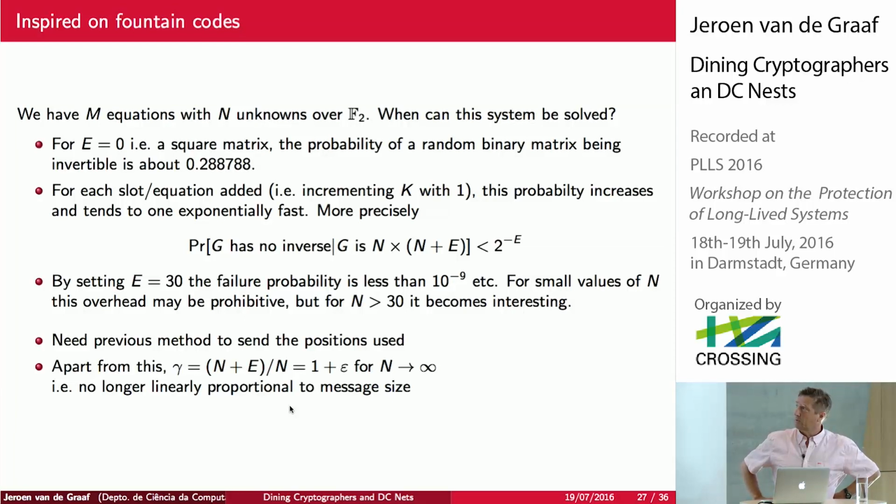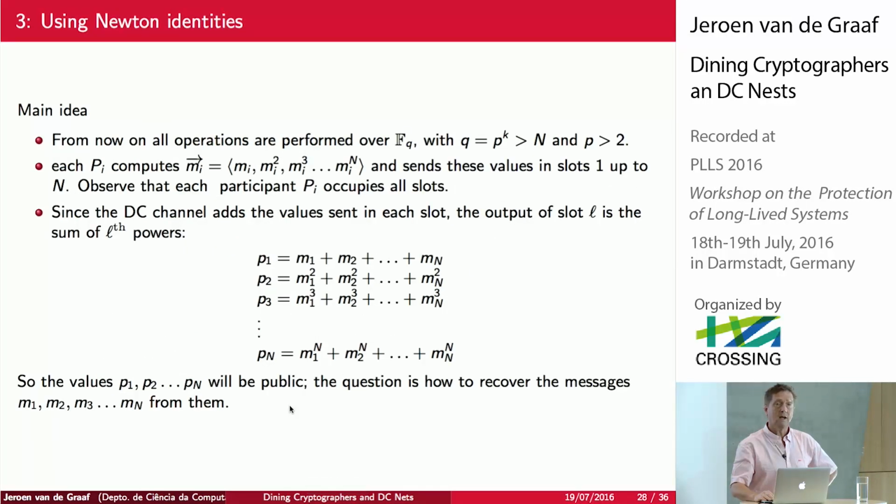The problem is that in this specific case, the parties need to communicate the positions that they have been using. And this has to be done anonymously. So you need the previous method to communicate these positions. From that point on, you can use this method inspired by fountain codes. So what we see here is that the overhead, what I call the overhead, is getting close to 1.